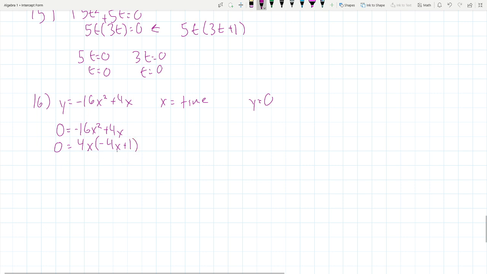Now I can split this up, so I get 4x equals 0, and negative 4x plus 1 equals 0. So I get x equals 0, and negative 4x equals negative 1, x equals 1 over 4. So my x values are 0 and 1 over 4. And so these are the roots. These are also what you might consider to be the x-intercepts. And what do they mean?